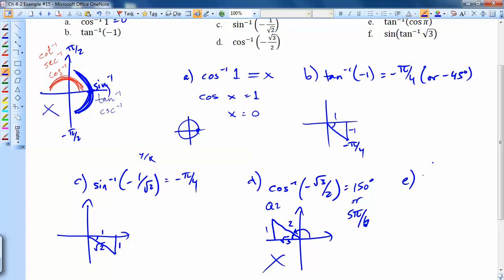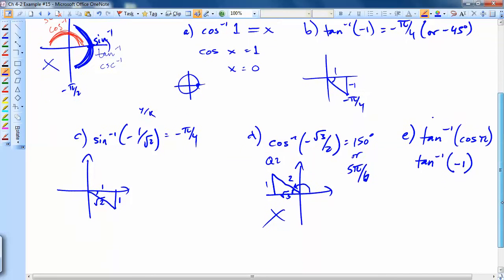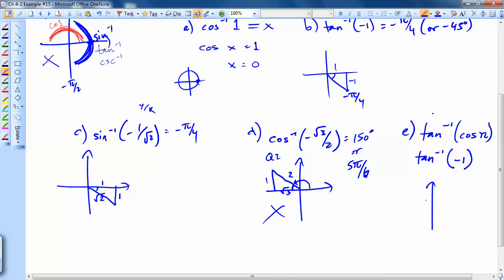Let's see, E is tan inverse of cos pi. And so that's tan inverse of -1. Tan inverse is going to have to be in this quadrant or this quadrant. And we get a slope of -1 only down here, and that's at 45 degrees away from the axis. So that, again, is going to be -45 degrees or -pi over 4.